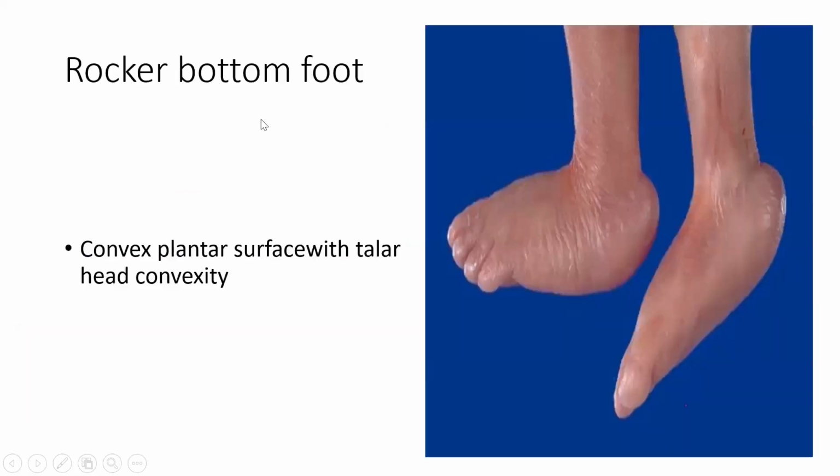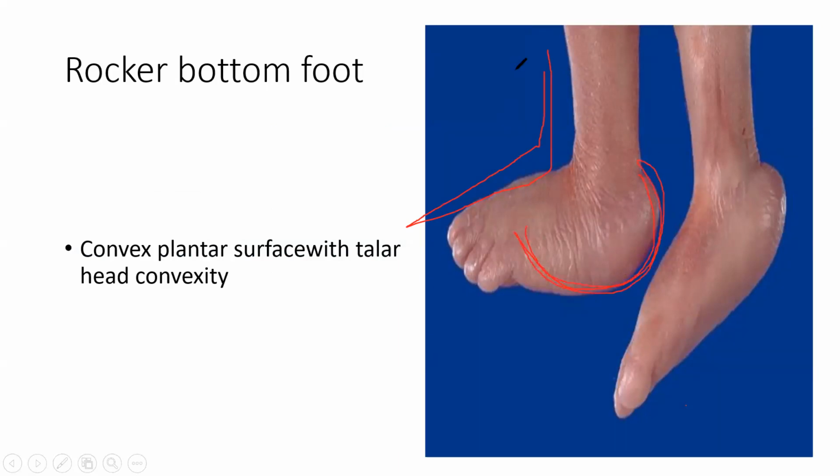Okay, so there is one more foot which is a rocker bottom foot. What is a rocker bottom foot? So CTV में क्या होता था? This foot is this way, equinus में जाता था. Rocker bottom foot में क्या होता है? This surface becomes convex. The plantar surface will become convex, so it becomes like a rocker bottom foot.